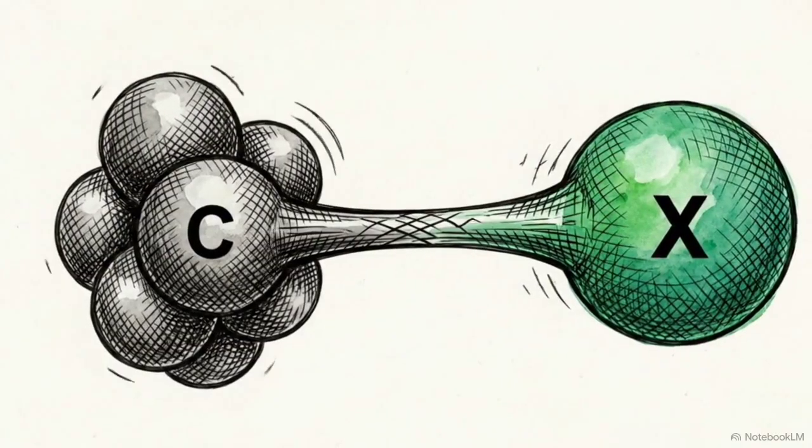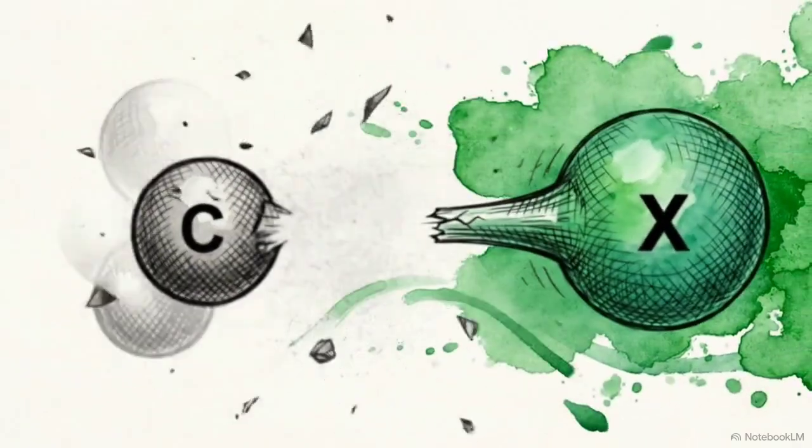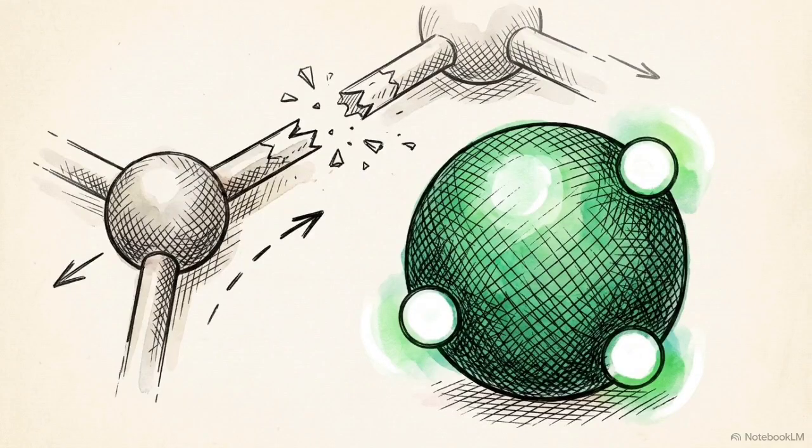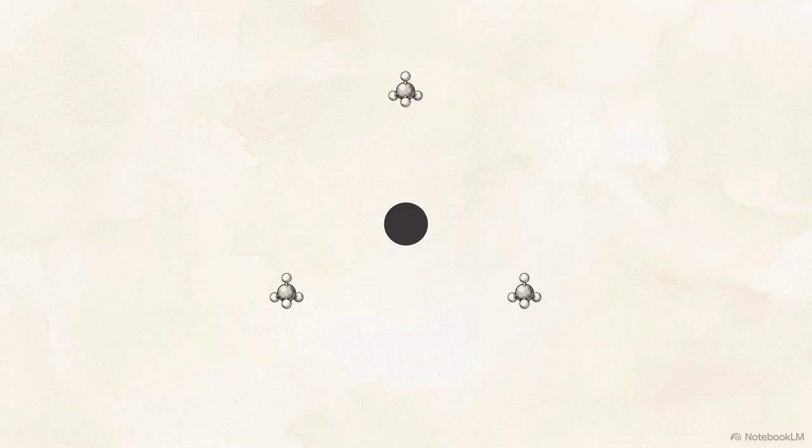Because the direct attack is blocked, substitution can only begin if the leaving group detaches on its own. When the halogen bond snaps, it takes both bonding electrons with it, leaving the carbon framework incomplete. The result is a carbocation, an intermediate state where the central carbon carries a full positive charge. To minimize electronic strain, the three alkyl groups repel one another into a single plane, shifting the framework from a 3D tetrahedron to a flat 2D geometry.